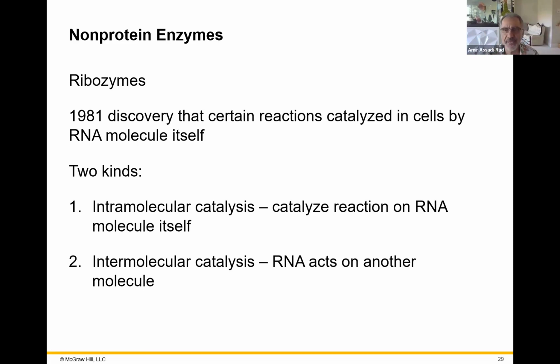This is the only enzyme that is not a protein molecule. In 1981, certain reactions were discovered to be catalyzed by a cell's RNA molecule itself. There are two kinds: intramolecular catalysts, which catalyze reactions on the RNA molecule itself, and intermolecular catalysts, where RNA acts on another molecule. So on a multiple choice exam, if it says all enzymes are protein, the answer is no, false. I could ask that back in the early 1980s, but now I cannot.